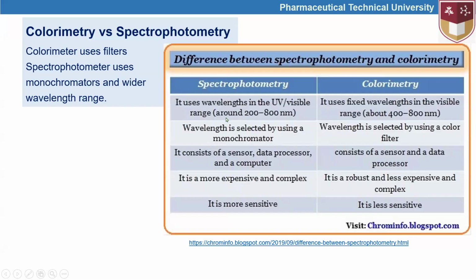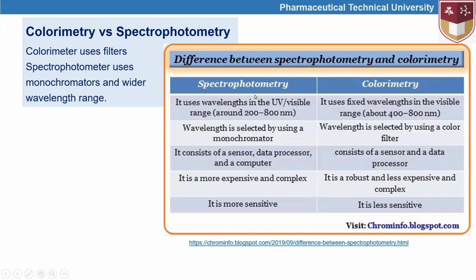Spectrophotometry uses the electromagnetic waves differing from 200 to 800 nanometers, and colorimetry uses only the visible spectrum, as we talked earlier. Wavelength is selected by using monochromators in spectrophotometers, and colorimeters are mainly equipped with filters that might filter some short spectrum of the color. Okay, and spectrophotometers consist of a sensor, data processor, and computer, and colorimeters are equipped with sensor and data processor. They are usually not linked to computers.